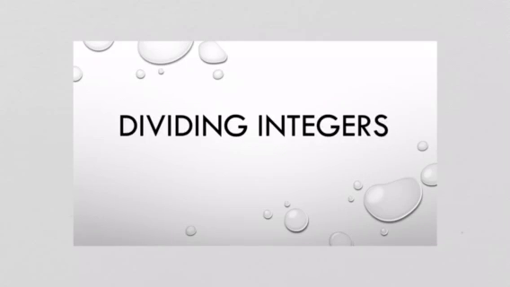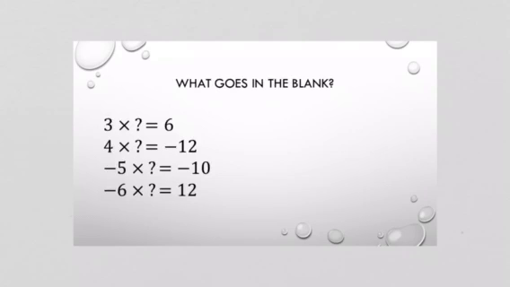Today we're going to be dividing integers. So we're going to relate it a lot to multiplication because they are inverse operations. 3 times something is 6. Well, how about 2? 3 times 2 is 6.